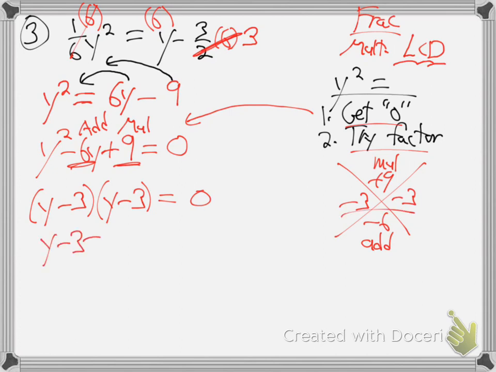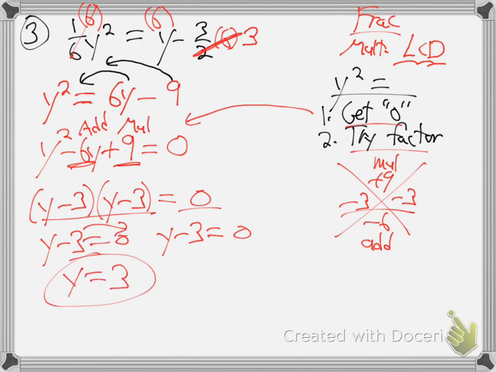So then each one equals 0, right? Because if two things multiply to equal 0, either one could be 0. It's the same equation twice, so I'll just solve it once. Y is 3. That's the only answer to that one. Y is 3, and that's the whole quiz.